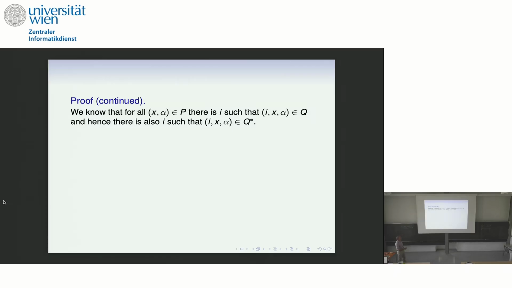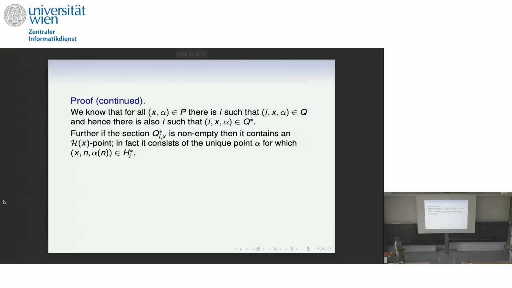Okay? All right. Further, this section, Q star Ix, where alpha is now in the last variable, contains an hx point. In fact, it consists of the unique point alpha, which is encoded by this I. Okay? So from the hybrid theorem, for the restricted quantification, its projection has to be Borel. Each nonempty section has an hx point, so its projection has to be Borel.